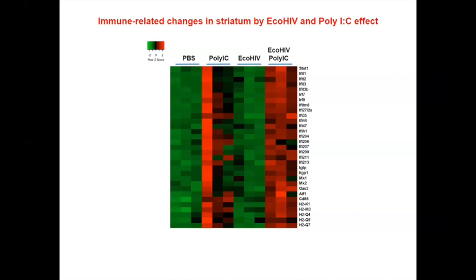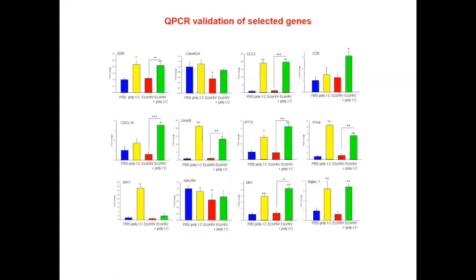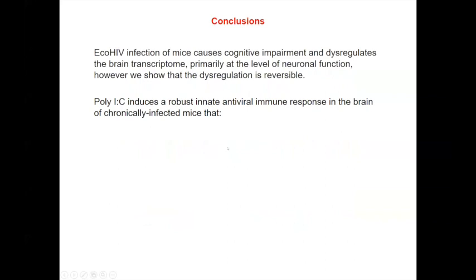Okay, then also, as I told you, we have a big interferon response in both treatment groups, especially in eco-HIV poly-IC, and we can tell that poly-IC induces a robust innate antiviral response in the brain of these mice. We validated by qPCR many of the interferon genes and synaptic and other immune-related response genes in the brain.